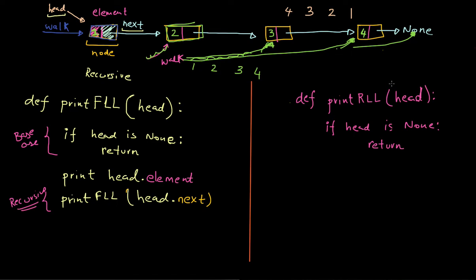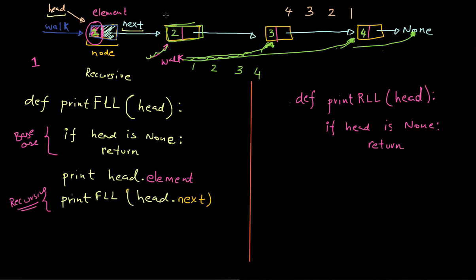If head isn't pointing at none, it's pointing at some kind of linked list which has at least one node there. What does it mean to print it in reverse order? It means that before I can print this node out, before I can print that element out, I must ensure that every single other element of the list has been printed out in reverse order. I must ensure everything else has been printed out in reverse order.